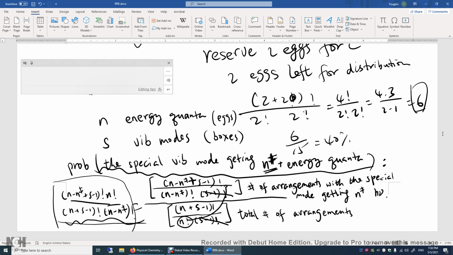In RRK theory, it's assumed that all vibrational modes have the same vibrational frequency. Well, of course, it's not accurate for real molecules. So in RRKM theory, we're going to assume that different vibrational modes may have different vibrational frequencies, and also we'll have to introduce the rotational modes as well to get more accurate predictions in the end.